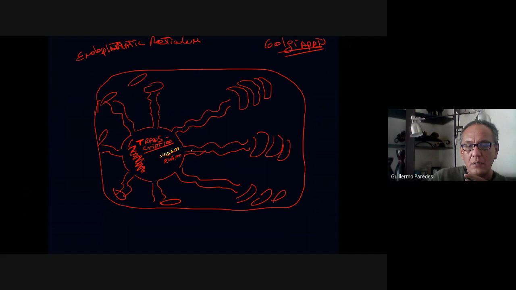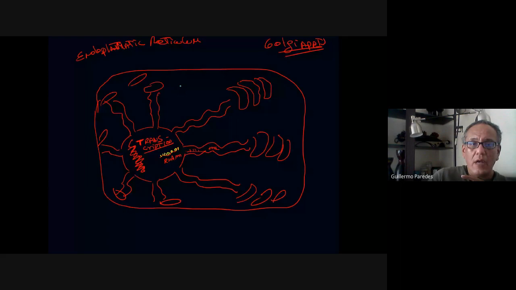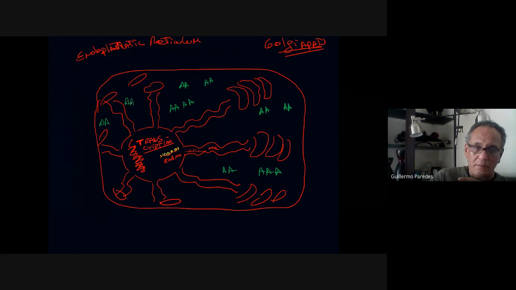Endoplasmic reticulum. Now, in the cytoplasm, what are going to be there? Amino acids. All the 20 amino acids that you know are going to be floating in the cytoplasm. Where do these amino acids come from? From your diet. You eat proteins, they break down into amino acids, go into the cell through facilitated diffusion, and they are floating in the cytoplasm.